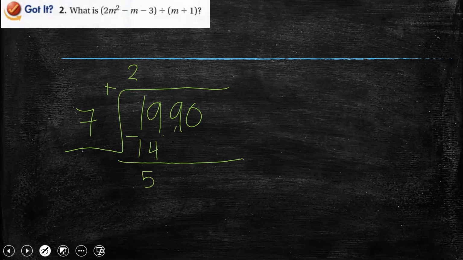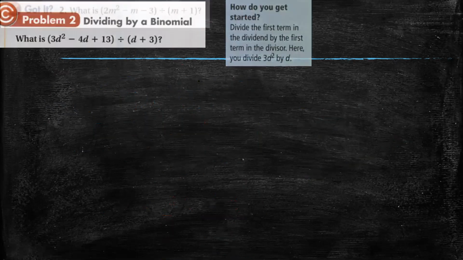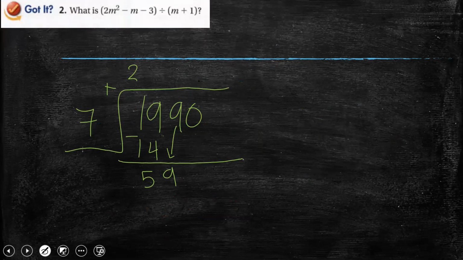Then what you have to do is put down the second digit, which is 9, as we did here. Here, after we subtracted, we got the second digit, which is negative 4d. We add it to what we have before. We put 9 down, so we have 59 over 7. 59 over 7 is 8. 8 times 7 is 56. Then we subtract, we get 3.